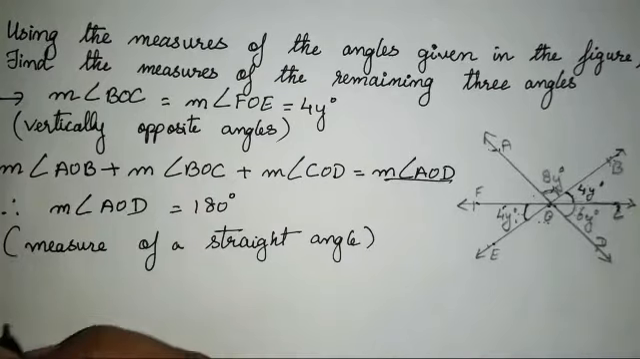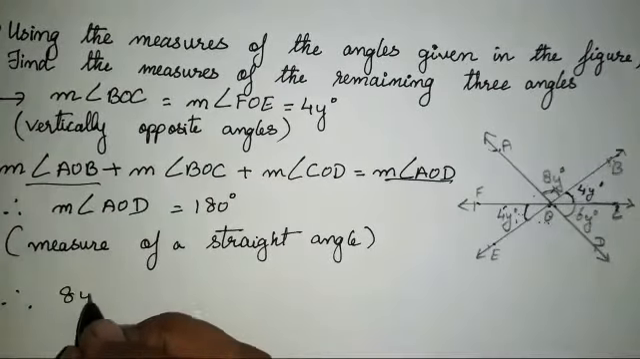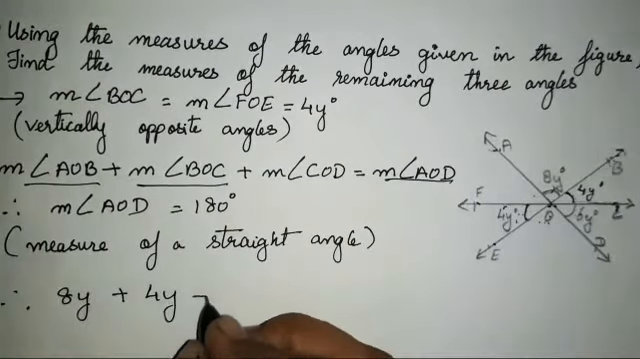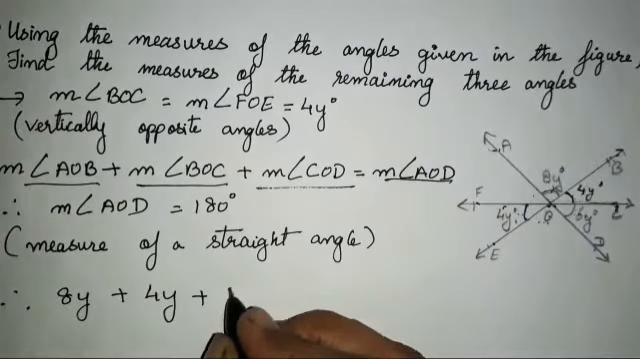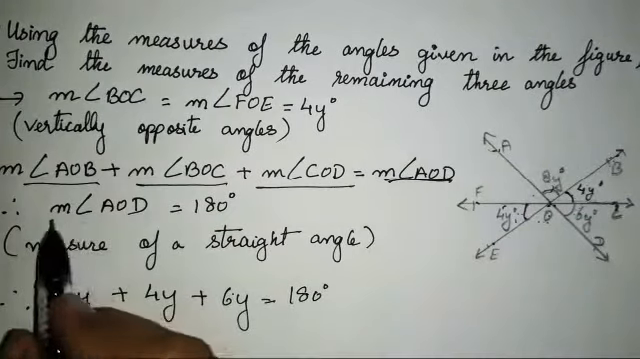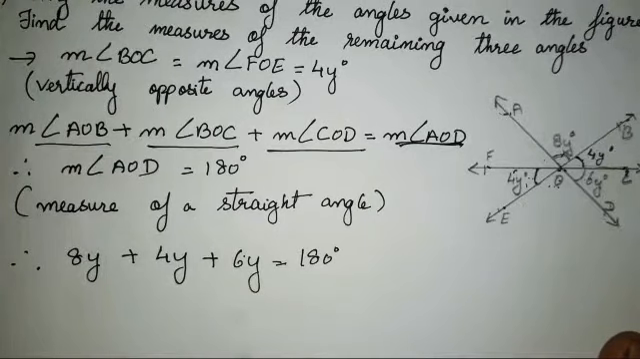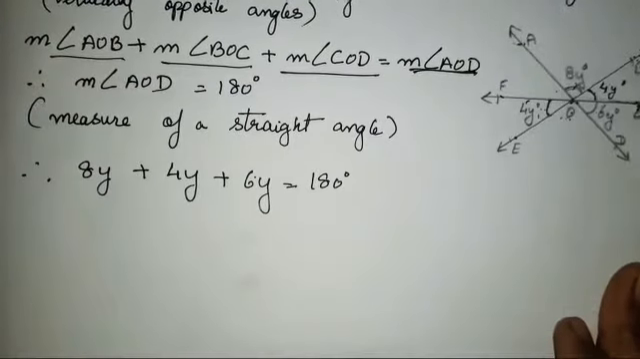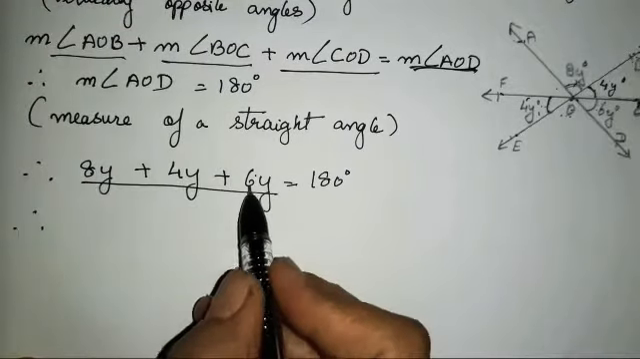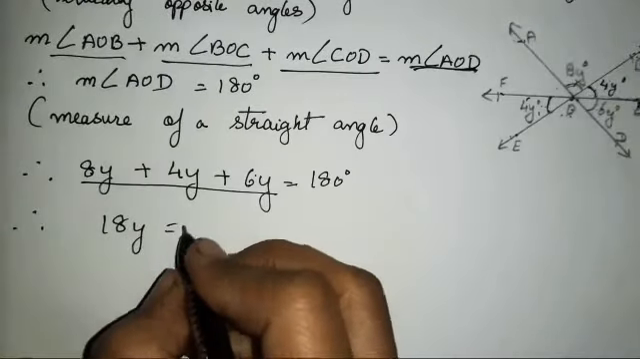Okay, so therefore measure of angle AOB is supposed to be 8y plus measure of angle BOC is 4y plus measure of angle COD is 6y and ये हमें कितना मिला? 180 degree, isn't it? We have written this over here. So सारे के सारे values we have added. Now after adding the values, substituting the values, हमें plus करना है all these. 8 plus 4 plus 6 is supposed to be 18. y is equal to 180.